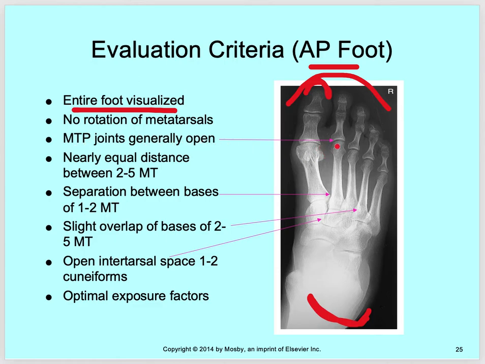MTP joints are usually open, so metatarsophalangeal joints. Nearly equal distance between 2 and 5. And then separation at bases of 1 and 2, right there. Slight overlap, base of 5, 2 to 5. So you're getting overlap and overlap here. So open intertarsal space. So you can see your tarsals, your open tarsal spaces. This is a really good AP foot. And then optimal exposure factors.